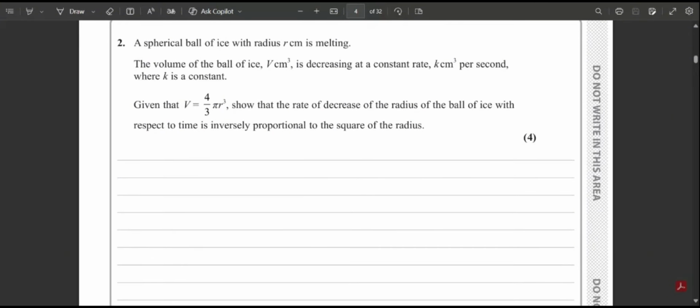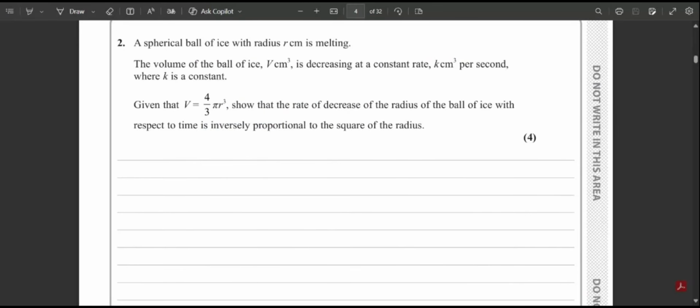Now the volume of the ball of ice, v centimeter cube, is decreasing at a constant rate, k centimeter cube per second, where k is constant. Now it's given that v is equal to 4 by 3 pi r cube. So we can see that a relationship between v and r is already given, and we have to show that the rate of decrease of the radius is inversely proportional to the square of the radius itself.